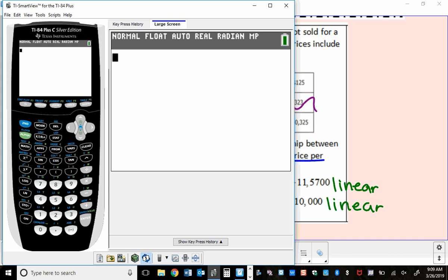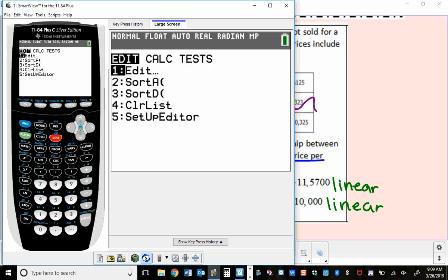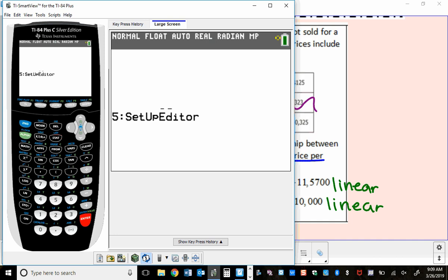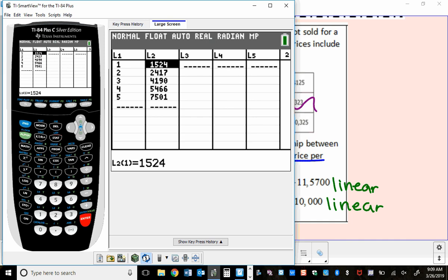Alright, so first what we're going to do is hit stat. These are the directions on the first page of notes. We're going to hit stat, and then hit enter for edit. If you have numbers in your L1 and your L2, go ahead and highlight L1, hit clear, and then scroll down and it disappears. Do not hit delete.